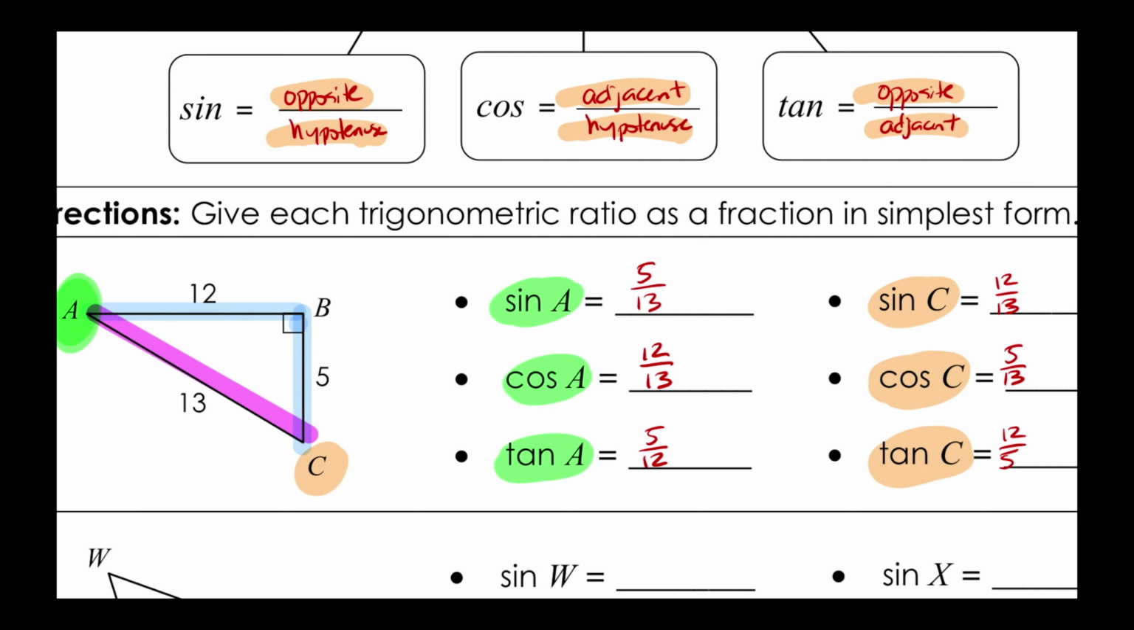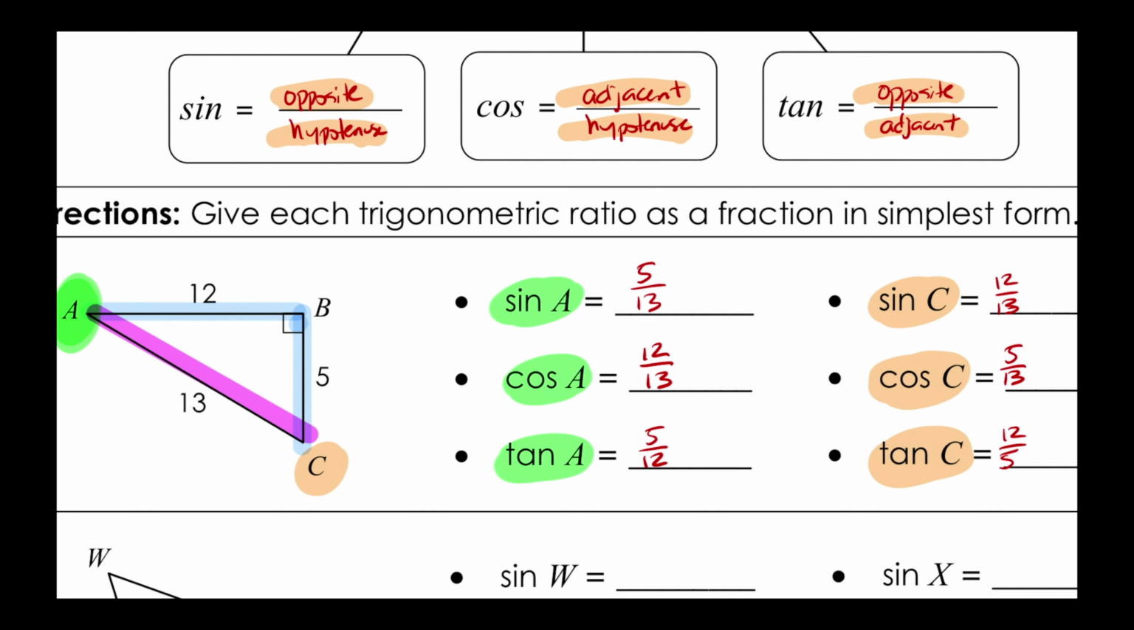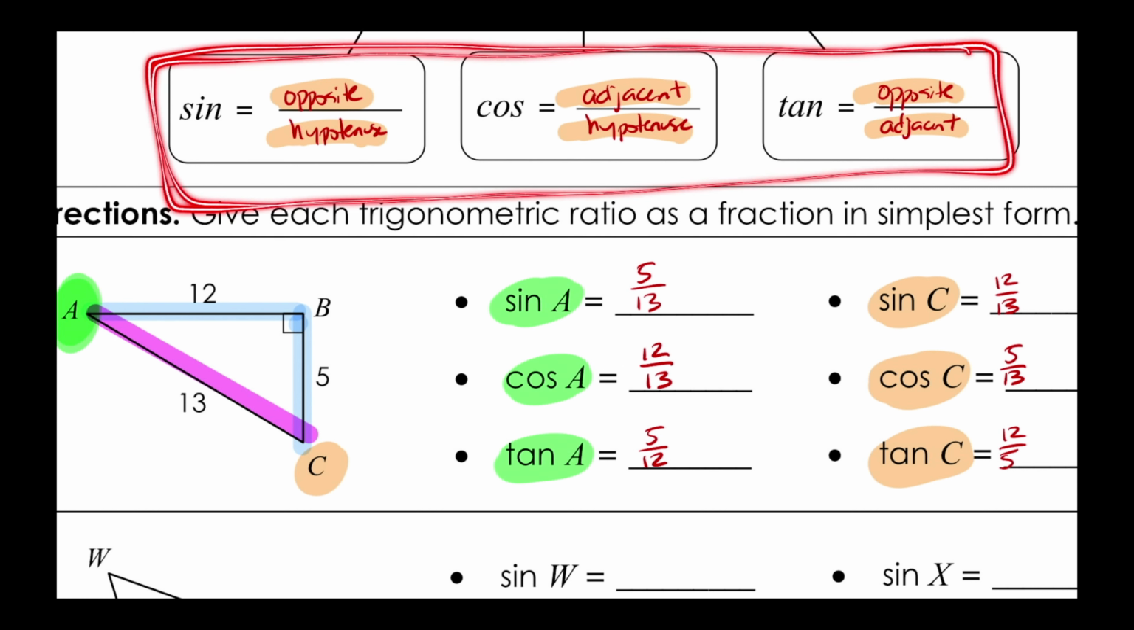Right? And what's the key? The key is here. Sine is opposite over hypotenuse. Cosine is adjacent over hypotenuse. And tangent is opposite over adjacent. They're just fractions. They're just ratios.